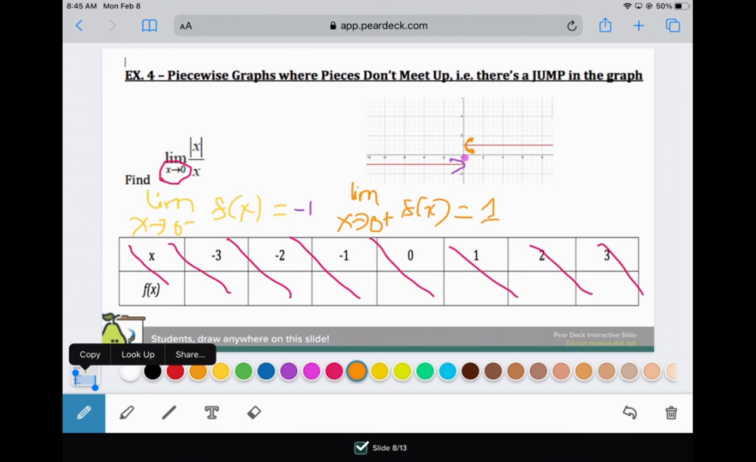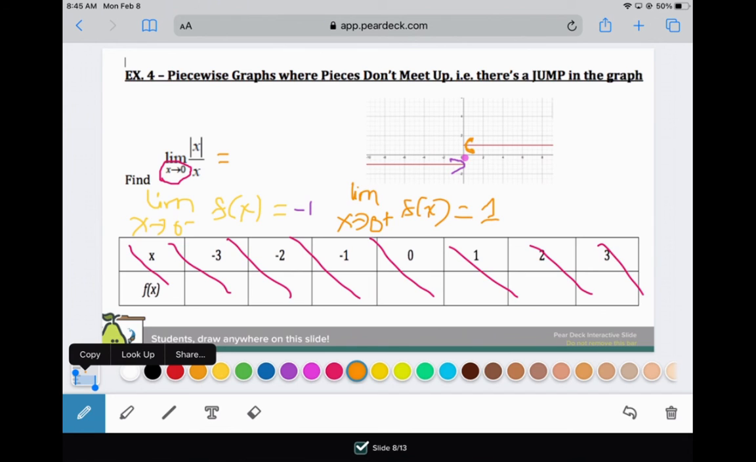Be careful. 0 is the location on the graph, to say this is the point that I'm going to pay attention to. This is the part of the graph that I want to look at. Once you decide which part of the graph, then you look at the y values. So the limit from the left is -1. The limit from the right is 1.